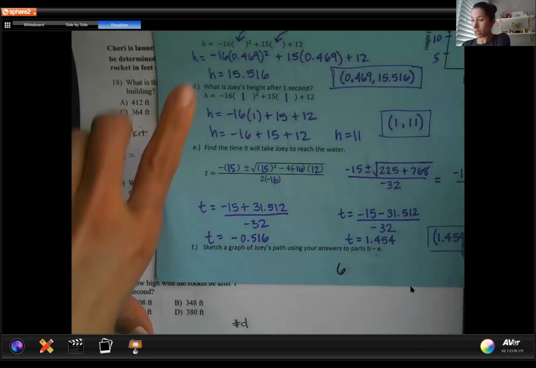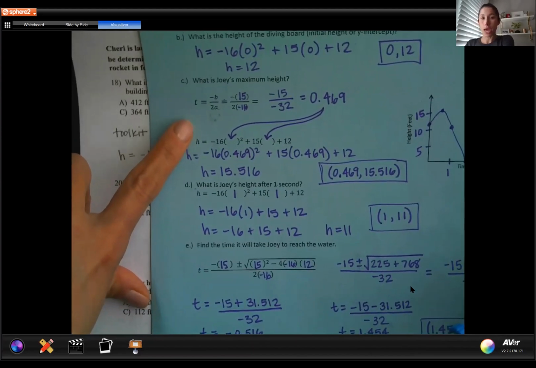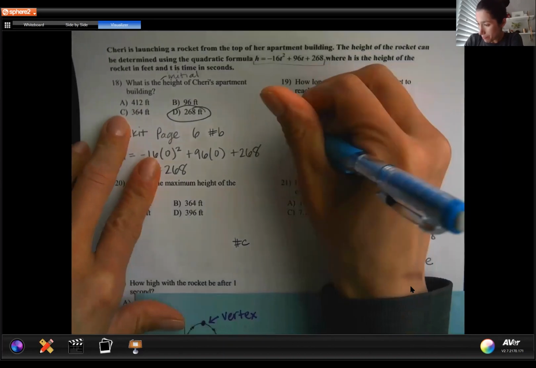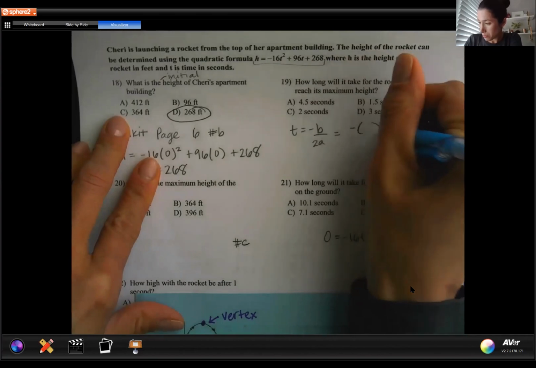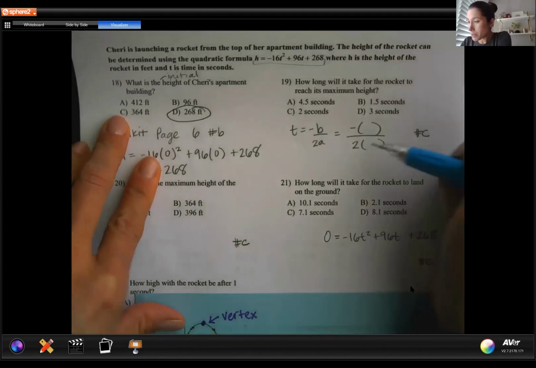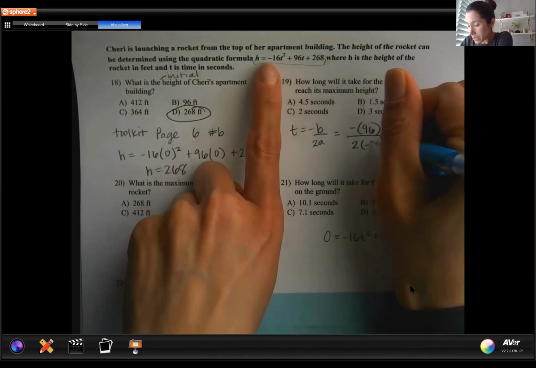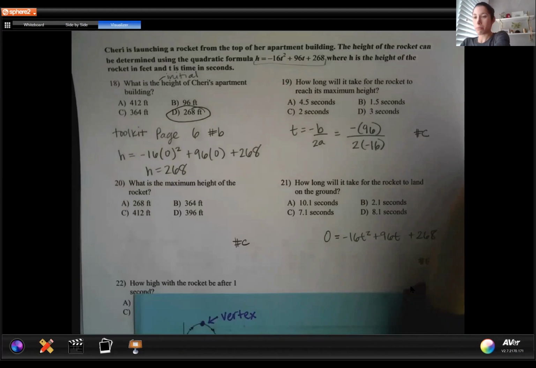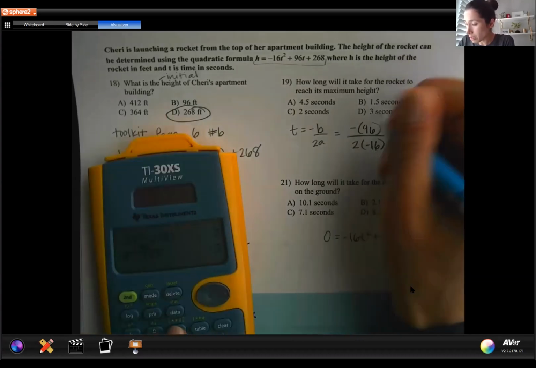This one was in our toolkit, it was question C. So looking back at this toolkit, oh, okay, the maximum height. I need to do the negative b over 2a. So let's set that up. My b value is 96. My a value is -16. So let me get my calculator. -96 divided by 2 times -16. And that's going to be 3.